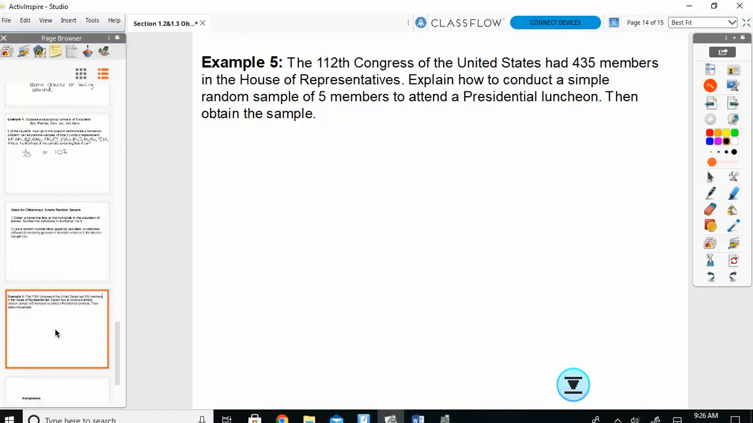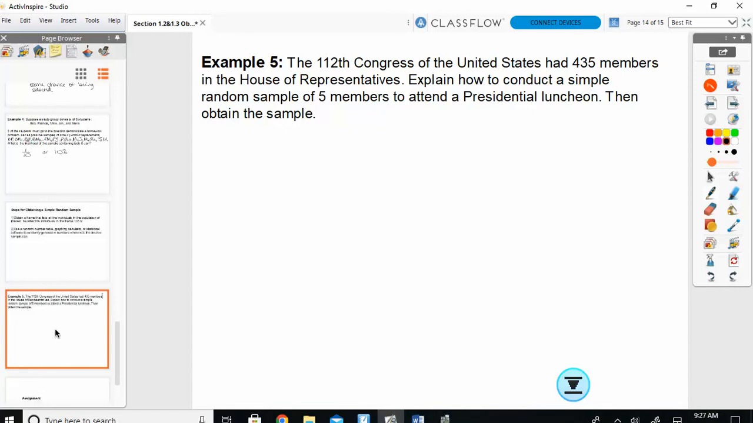Okay, so let's just try it. The 112th Congress of the United States has 435 members in the House of Representatives. Explain how to conduct a simple random sample of 5 members to attend the presidential luncheon, then obtain the sample. Now obviously, we could all get a different sample here, right? That's kind of the point of being a random sample. There's one on your homework like this. Yeah, you can make up 5 numbers and I'm not going to know the difference. But the point is for you to learn how to do this on your calculator to get a random sample. So take the 30 seconds to do it so you learn that process, all right?